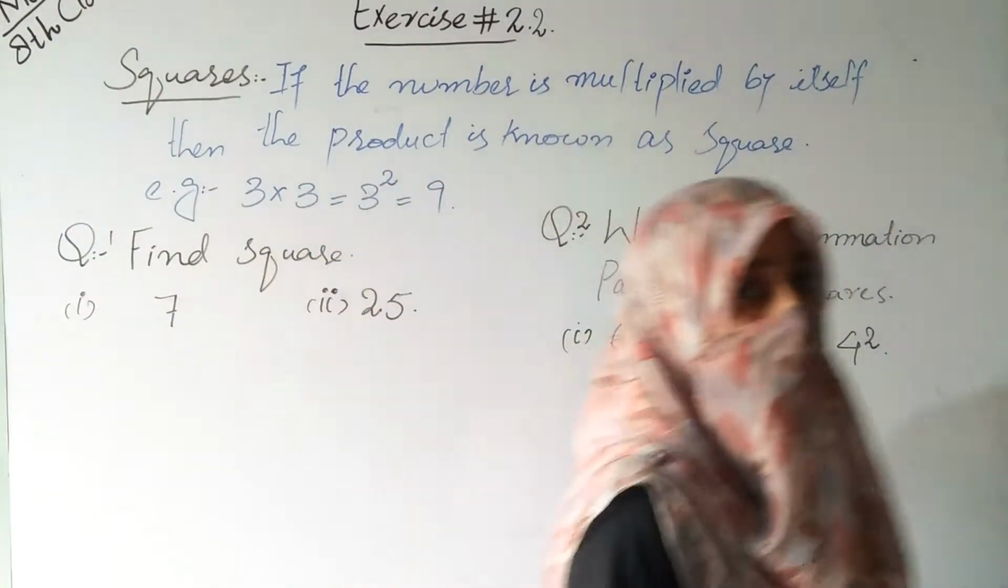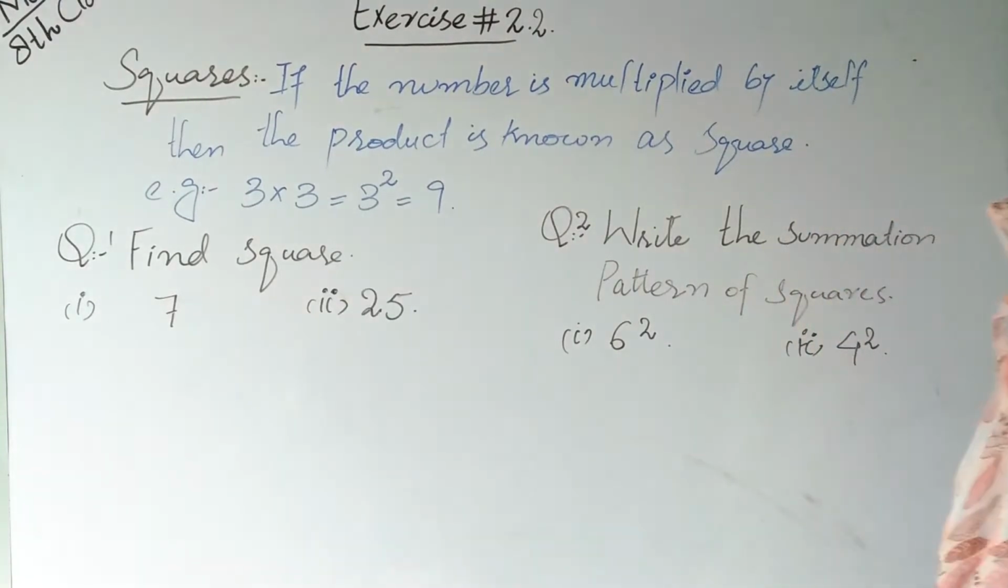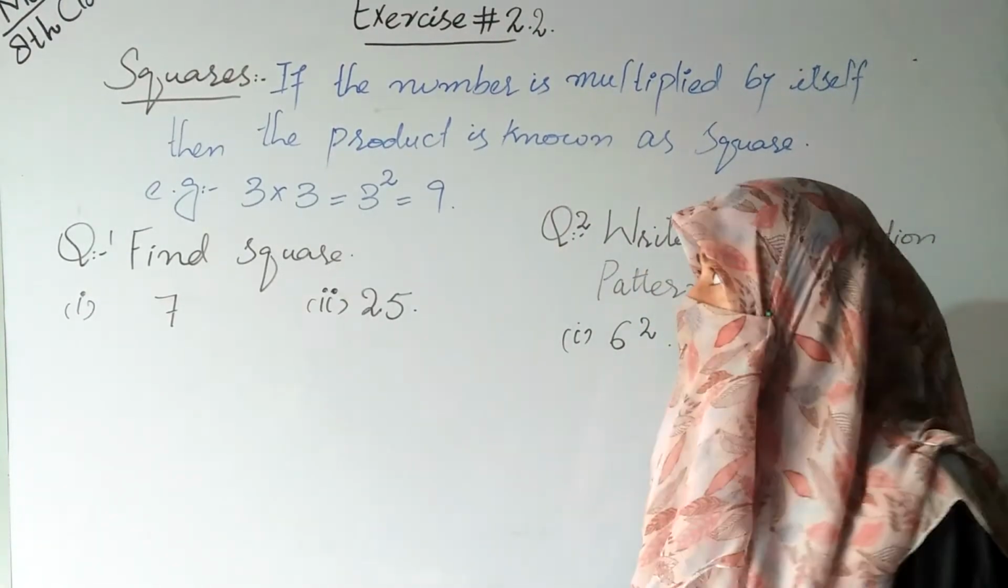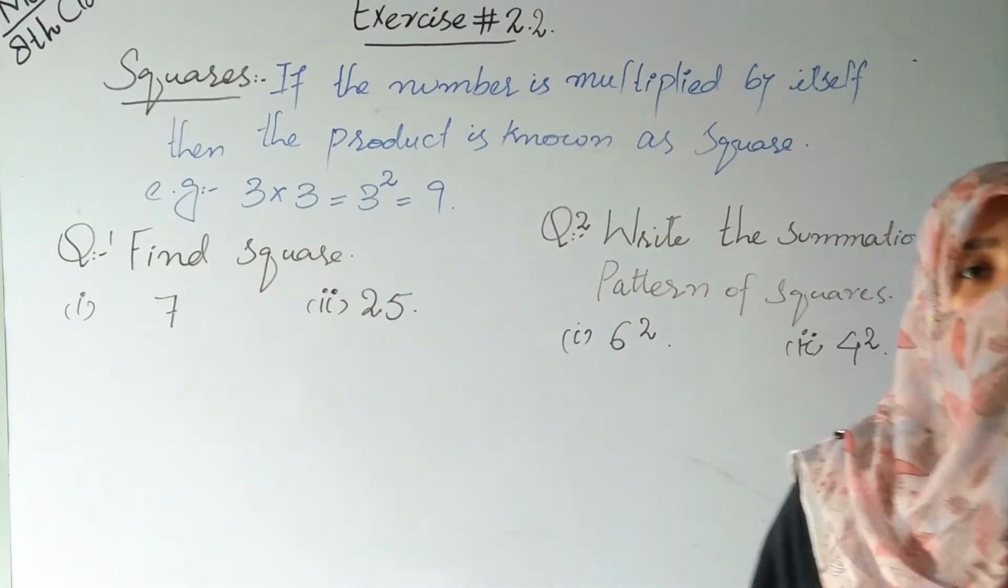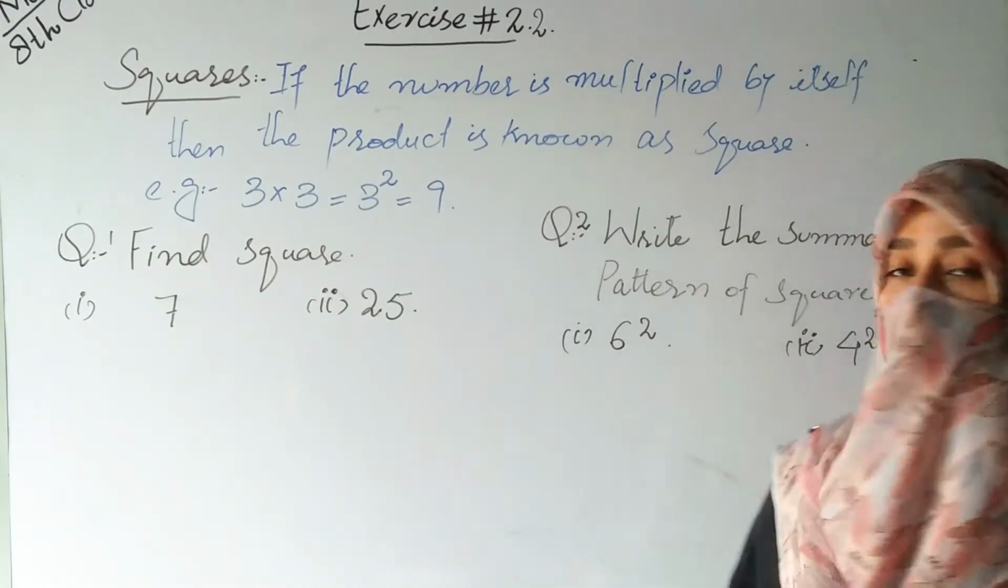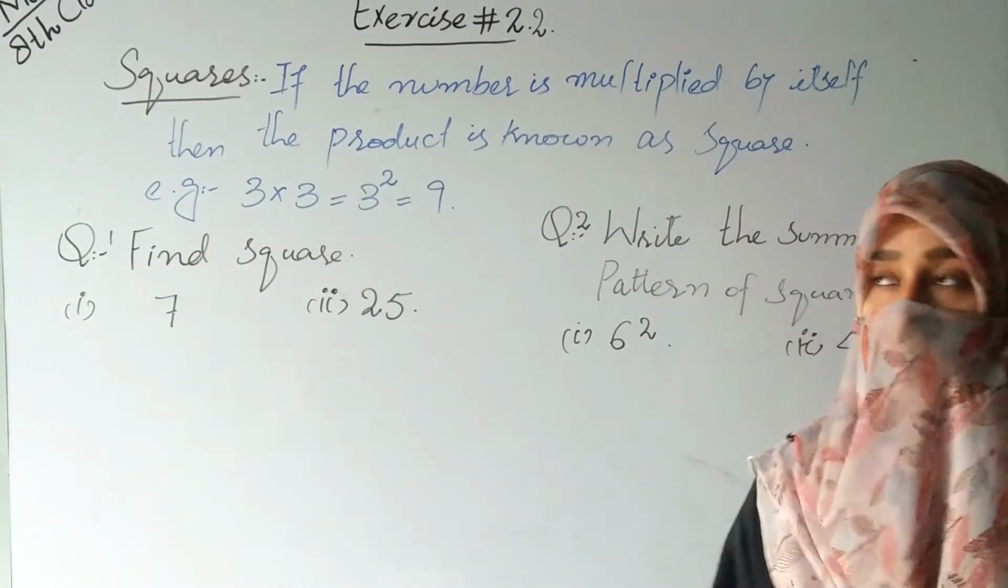Good afternoon, dear cadets. Today we are going to discuss exercise 2.2. Exercise 2.2 is about finding the squares of different numbers.